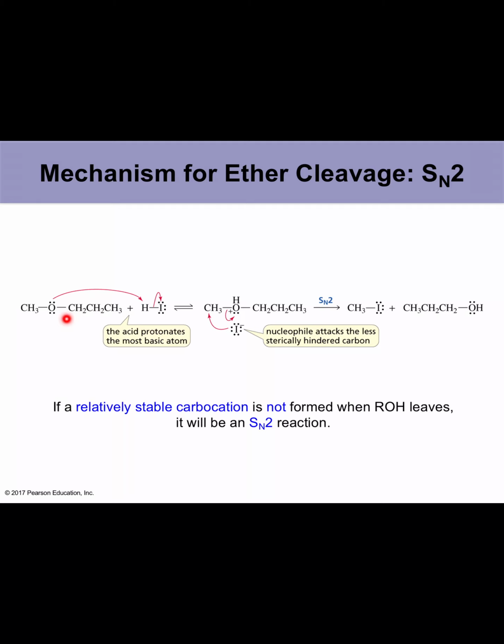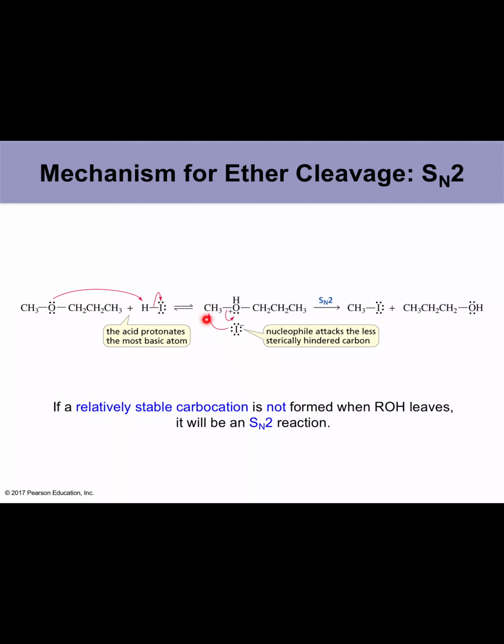You add acid, the ether gets protonated, forming a protonated oxygen group here. There are two choices: you can form the alcohol from either side. Now you have a nucleophile, I-. The nucleophile attacks the less sterically hindered carbon. This carbon has 3 hydrogens, whereas this carbon has 2 hydrogens and an ethyl group. So this is sterically less hindered, and the nucleophile can approach easily from this side.